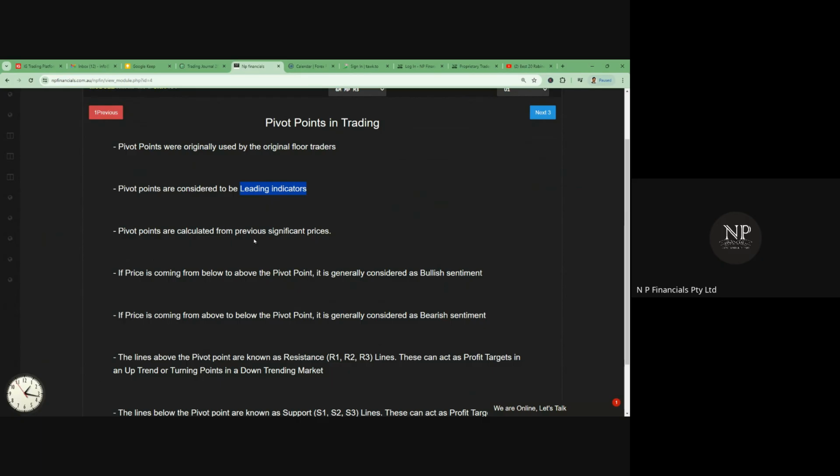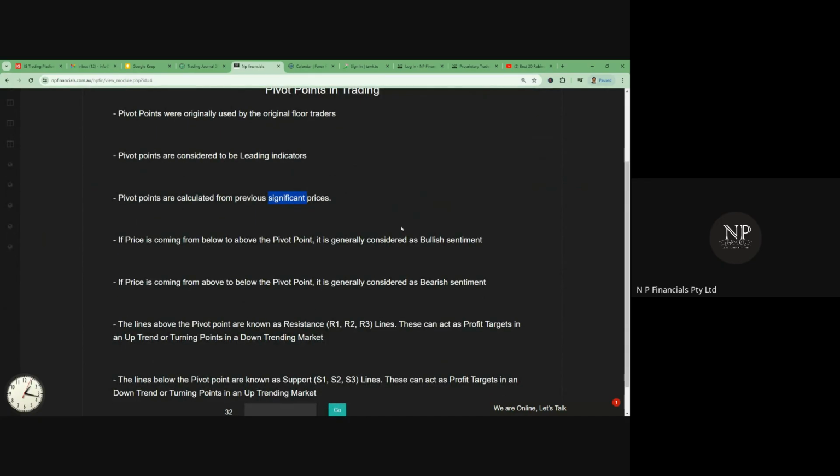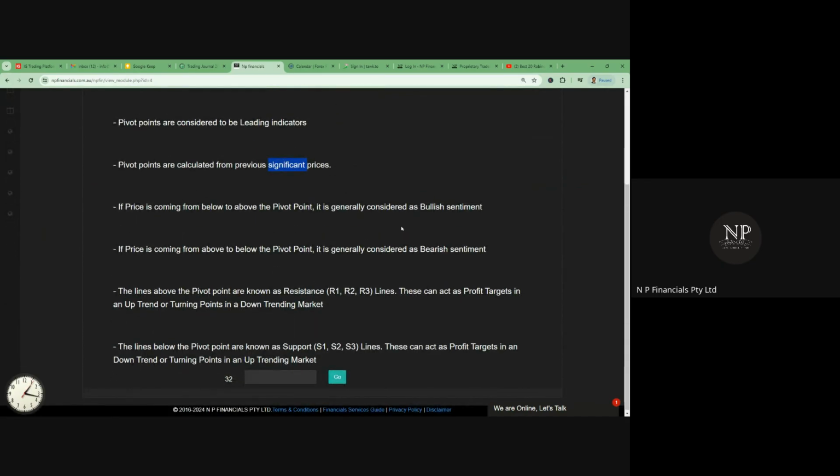Pivot points are calculated from previous significant prices. What are the significant prices? They are high, low, and close. So we are not taking open into consideration. High, low, and close.